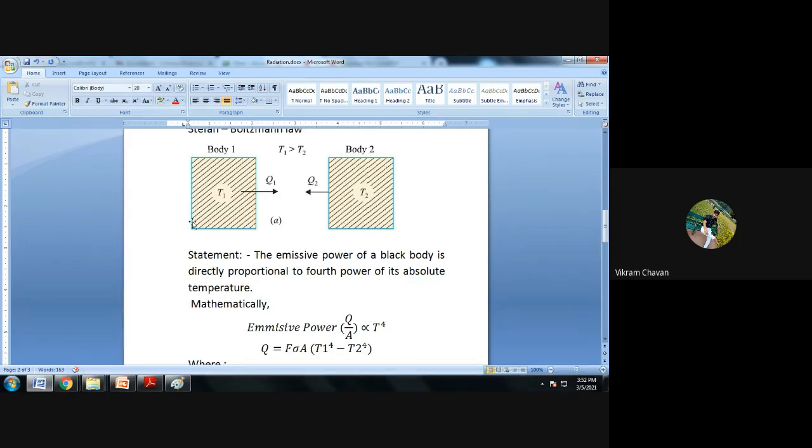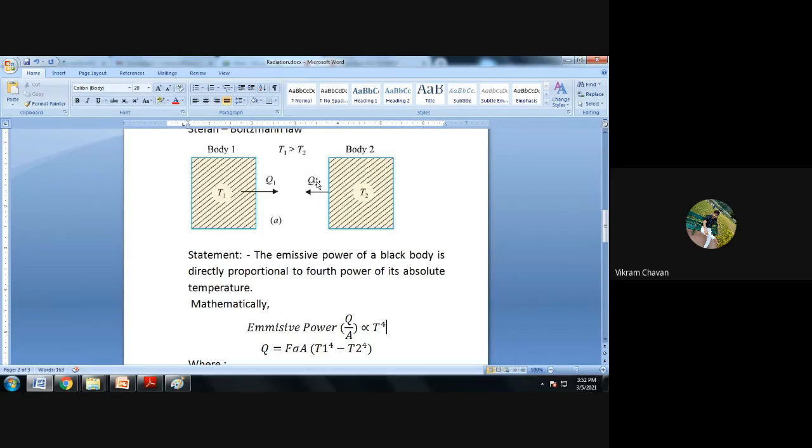Now we are discussing these two bodies. Both the bodies are emitting heat. This particular body emits heat by radiation towards the other body, and that amount of heat is Q1, and this particular body emits heat towards body 1, and that amount is Q2.